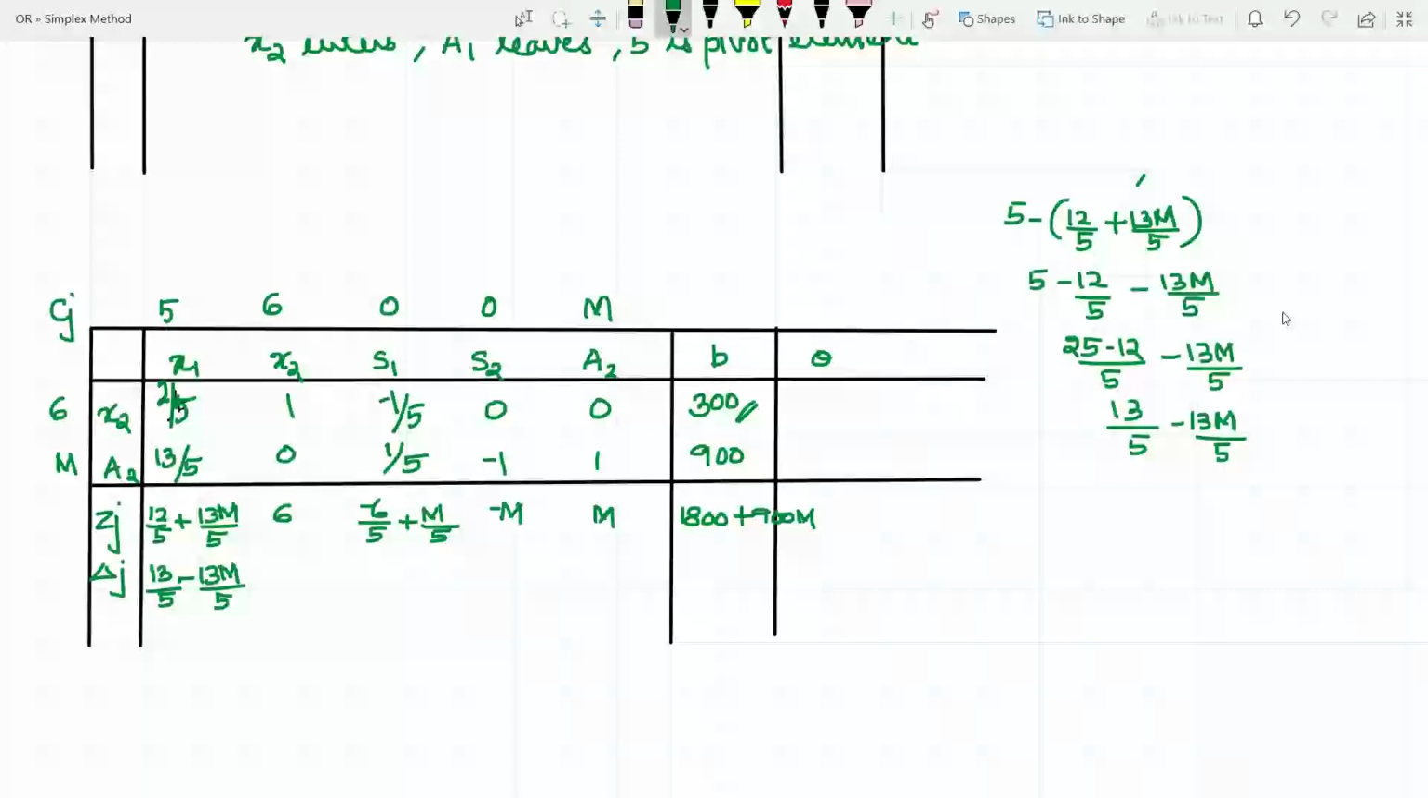Now next is 6 minus 6 is 0. Then 0 minus minus 6 by 5 plus m by 5. So you have here 6 by 5 minus m by 5. Now next is m and this is 0. So you have these values. So what is it? 13 by 5 minus 13m by 5 is what we got.